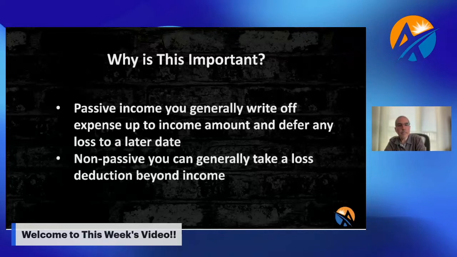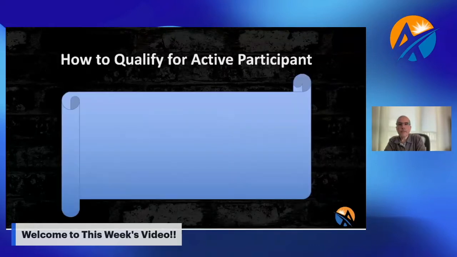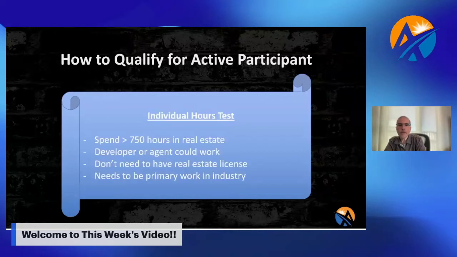But there is a big hurdle to jump over to get your property classified as non-passive, which we will discuss next. So first, your rental property will be considered a passive activity unless you can prove otherwise and make this known in your tax return. To qualify your rental property as a non-passive activity, you basically have to pass two tests. The first test is the individual hours test. Here you are looking to prove that you spent more than 750 hours in the real estate industry, such as a developer or an agent or another qualified activity in the industry.